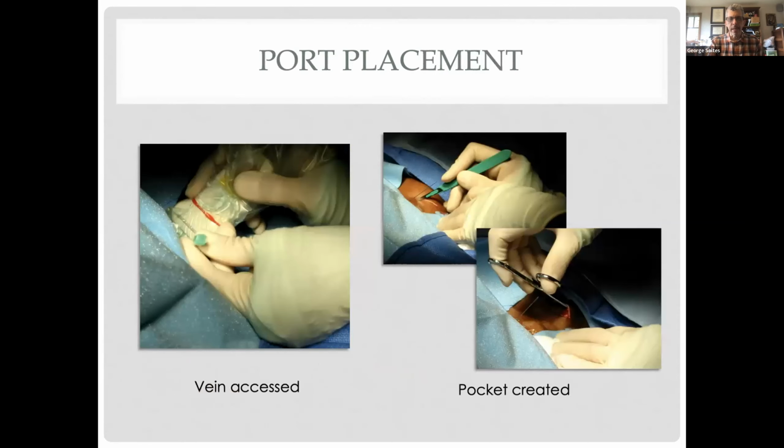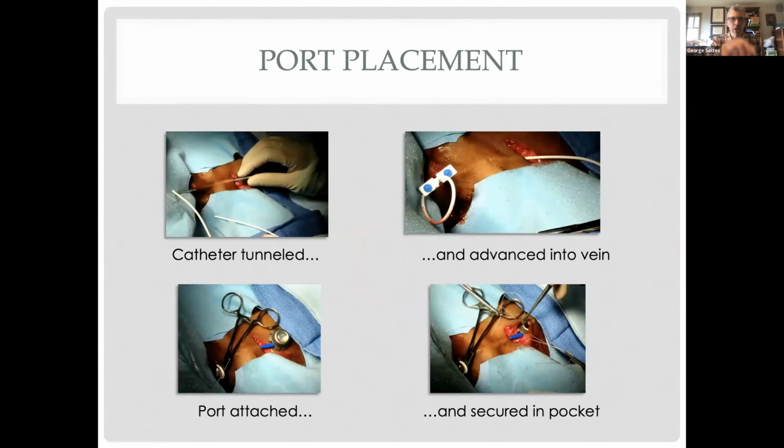Placing a port is exactly like placing a tunneled catheter with a couple of extra steps. Here I am accessing the vein under ultrasound. I now have a little wire down, and instead of just tunneling, you make a pocket, open it up, make it big enough for the port, tunnel the catheter between the pocket and where you access the vein, put down a peel away sheath, and then put the catheter down into the vein. You can do these in a few different orders. I attach the port last because I don't like measuring things, so I can just pull it back to where I want it, attach the port, and stick it in the pocket.